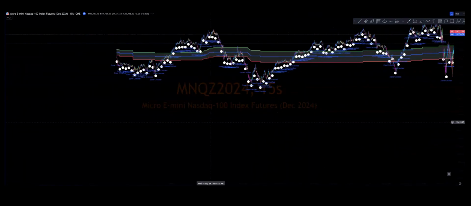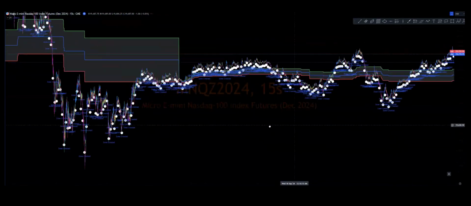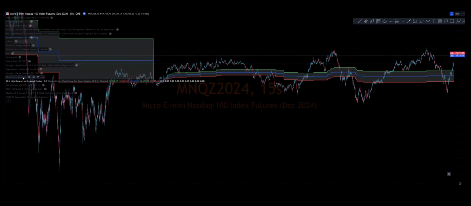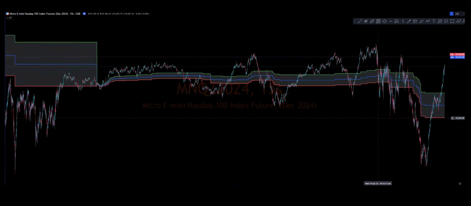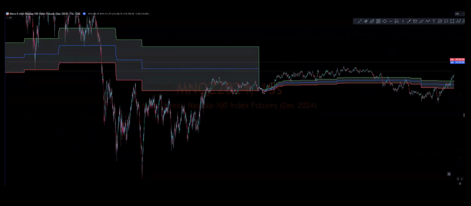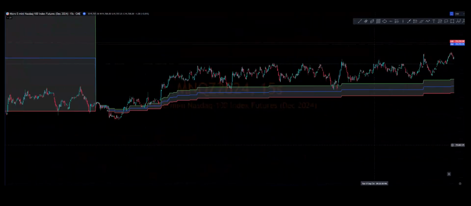What this is going to do is this is going to be the moving support and resistance from, let me turn off these, this right here. Moving support and resistance from the beginning of the session. So that's 6 p.m. the day before. Now I want you to look at price bouncing off of this zone.